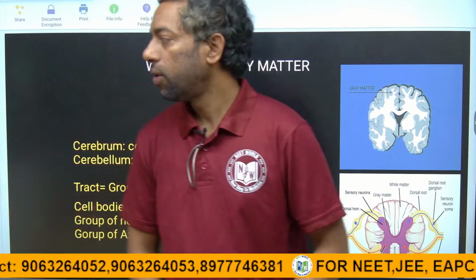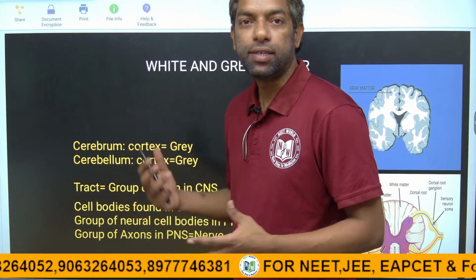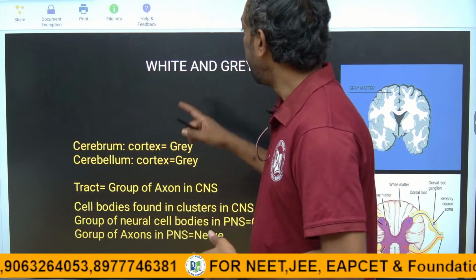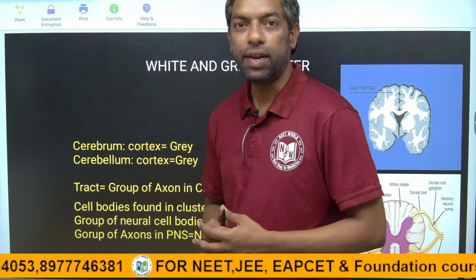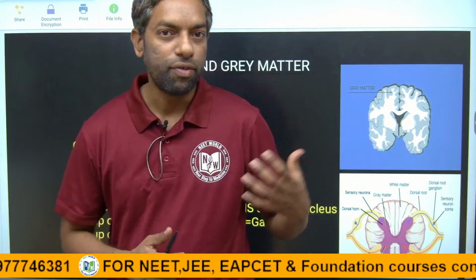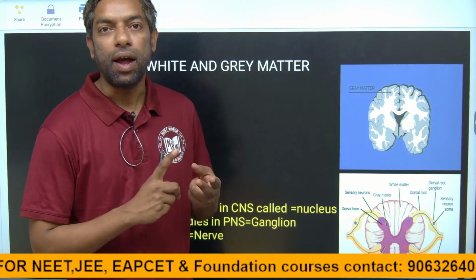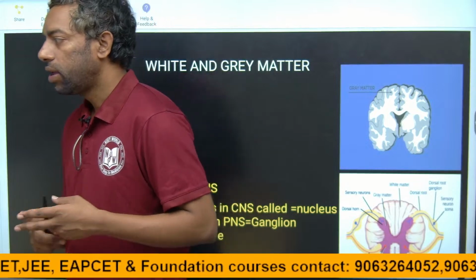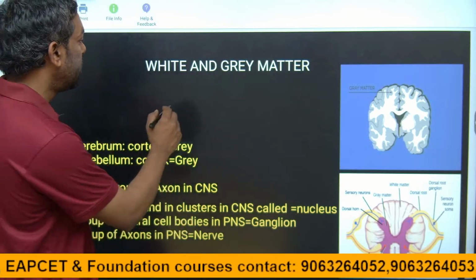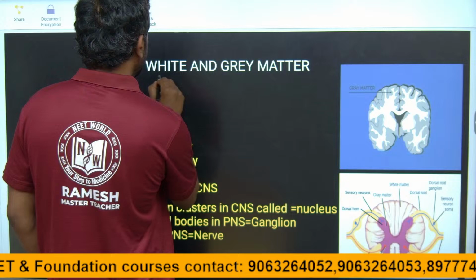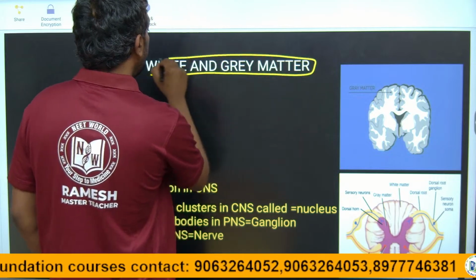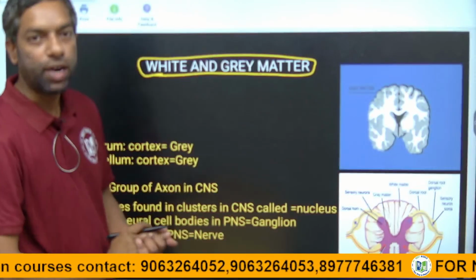Hello guys. Today's topic is white and gray matter in the nervous system. The nervous system, as usual, has two types: central nervous system and peripheral nervous system. Central nervous system, guys, just go to this nervous system. Where are the white and gray matter? What is white matter? What is gray matter?